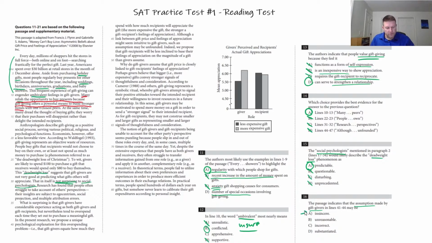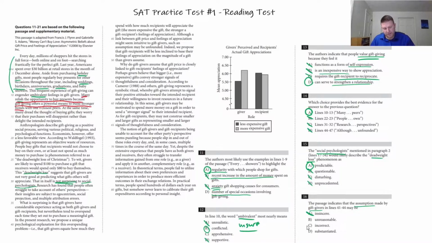Now, when you go through this, insincere. Is the assumption insincere? No, they're being genuine about it, right? So A is no. Is the assumption unreasonable? This is where people get caught pretty often, right? Because unreasonable kind of does mean wrong, but also foolish, right? So they don't actually say that it's foolish to assume that spending more money would cause greater appreciation on the part of the recipient, right? That's not something they actually pointed out. So this might be a little bit too extreme.